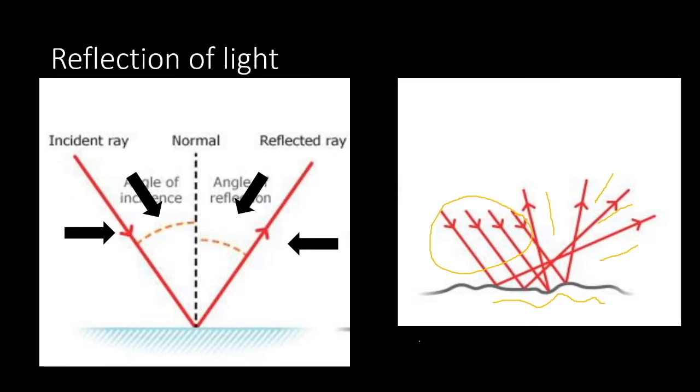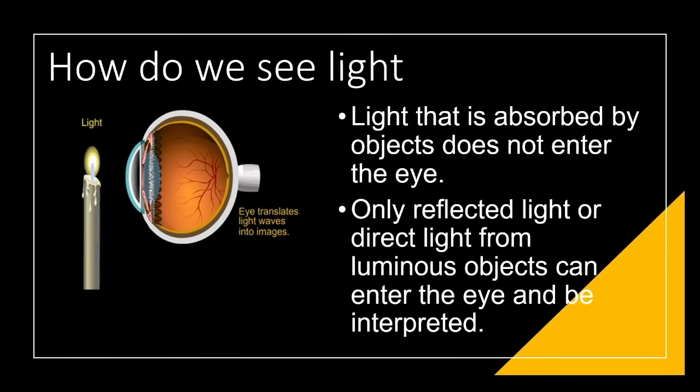At this level in grade 8 physical sciences, you do not have to know how to calculate the angle. You must just know that there are angles of incidence that occur between the incident ray and the perpendicular normal line on the surface, and there is an angle of reflection that occurs between the normal perpendicular line and the reflected ray. So how do we see light?